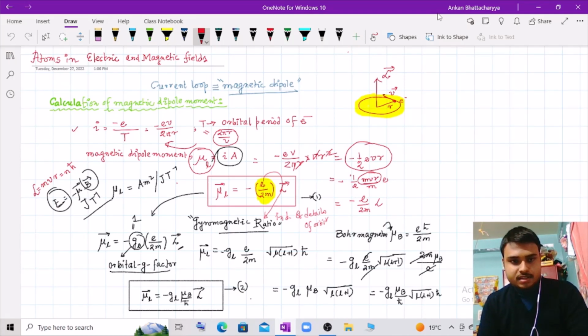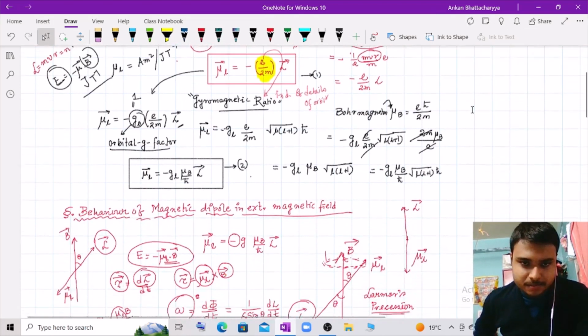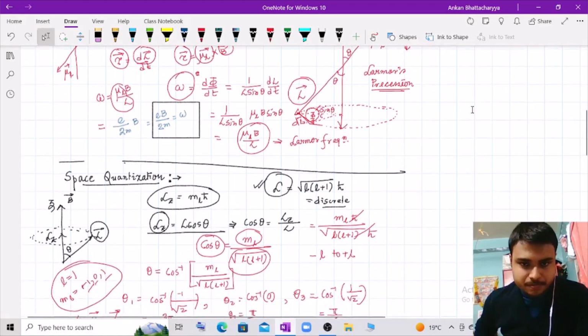The way we have discussed the magnetic moment described by the electron rotating in an orbit, which is known as the orbital magnetic moment, and which is connected by the orbital angular momentum L by the help of this equation, and the ratio of mu L by L is known as the gyromagnetic ratio and given by e by 2m. So these are the relations which we will use in our present lecture, so that the explanation will be given.